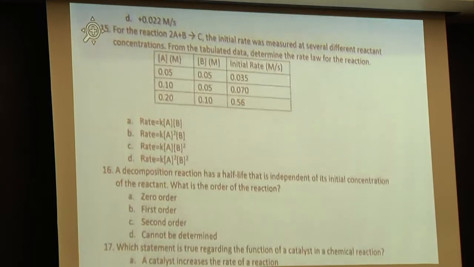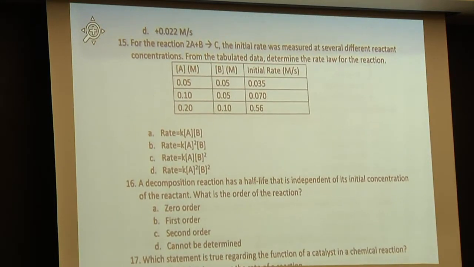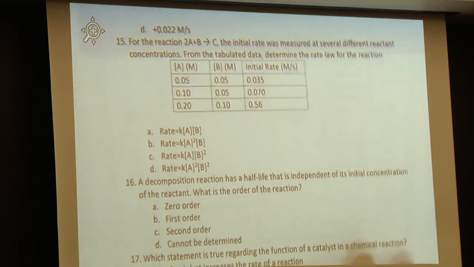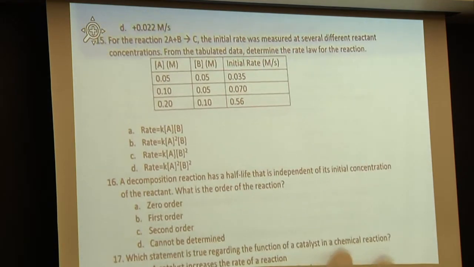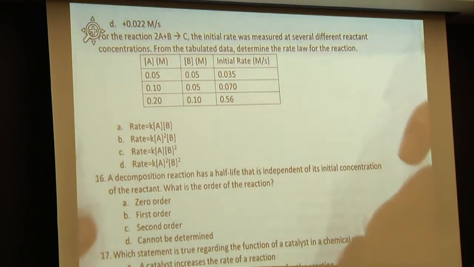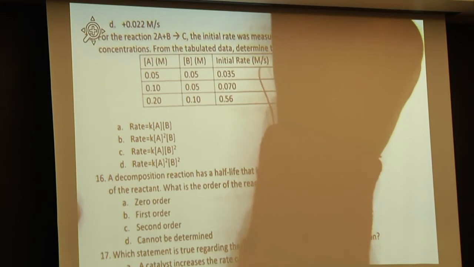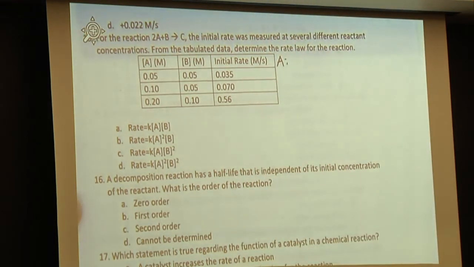Okay, number 15. For the reaction 2A plus B yields C, the initial rate was measured at several different reactant concentrations. From the tabulated data, we need to determine the rate law for the reaction. So I'm going to try and squeeze this all here. So let's solve for A first, the order in respect to A.